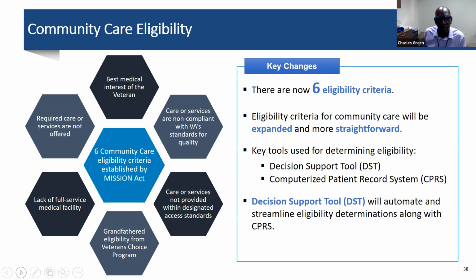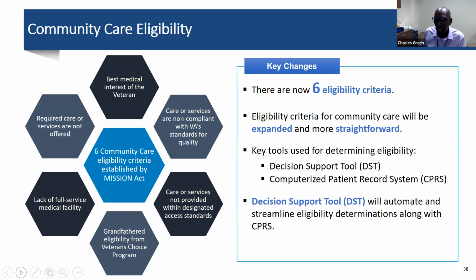One of the key things about using the Mission Act: you, as a veteran, will sit down with your provider, and you will talk about your care. Your provider will use what they call a decision support tool. It's basically a program that launches wait times, drive times, and availability for care out in the community to see what's there. Also, they'll be using CPRS, the computerized patient record system, to match all your information to see what's available for you. So basically, it's a streamlined process for you to be involved with your provider.